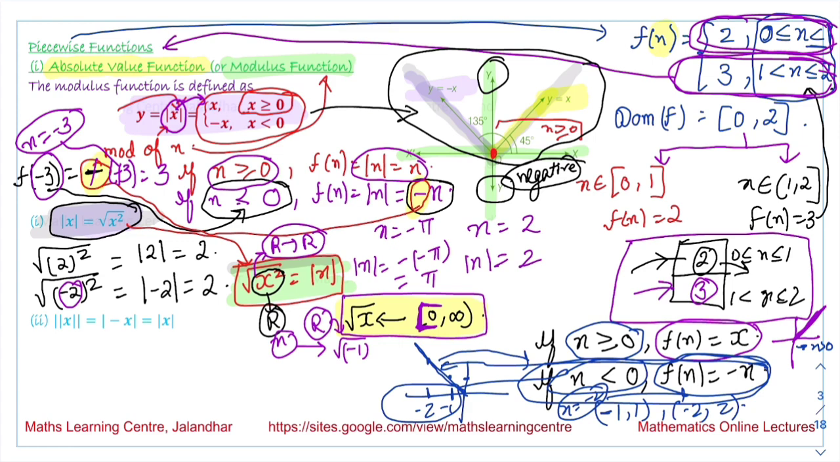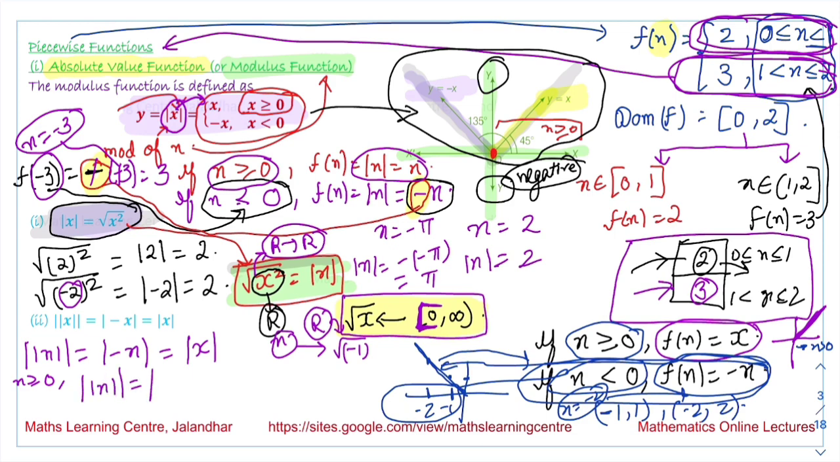The next property we have is mod of x is equal to mod of minus x. So suppose we consider some x greater than or equal to 0, then what is mod of x?